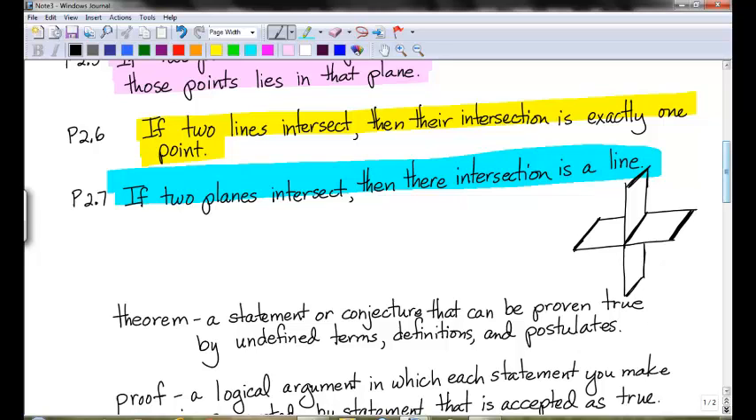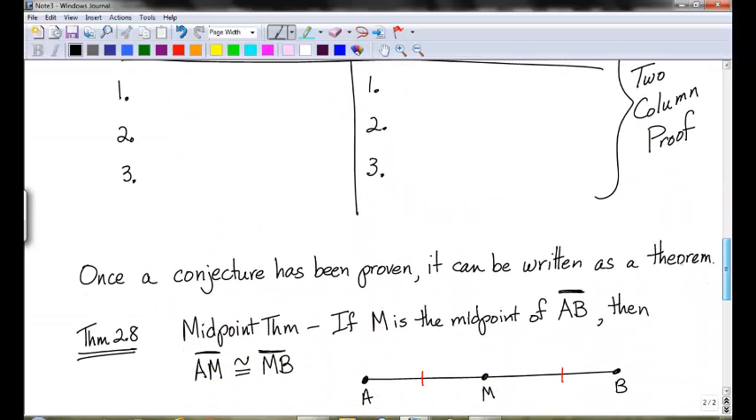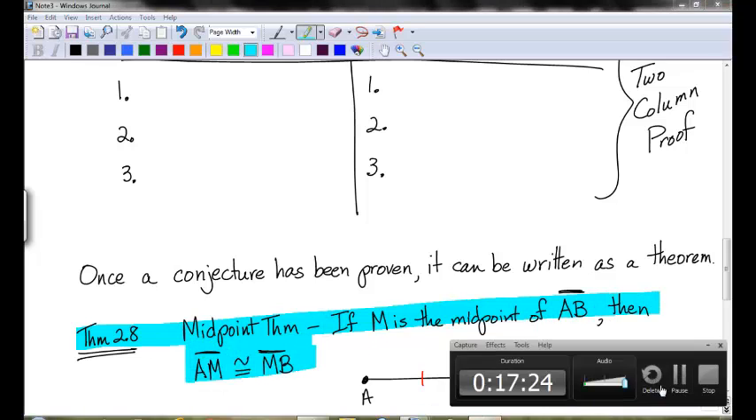Okay, and we've had those 7 postulates, and then we had 1 theorem. This theorem 2.8. That's the very last one. Theorem 2.8.